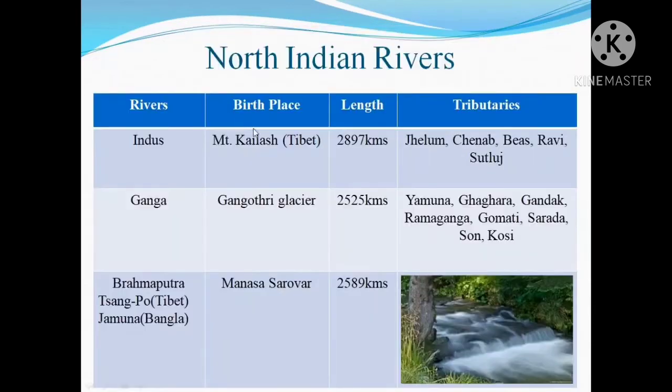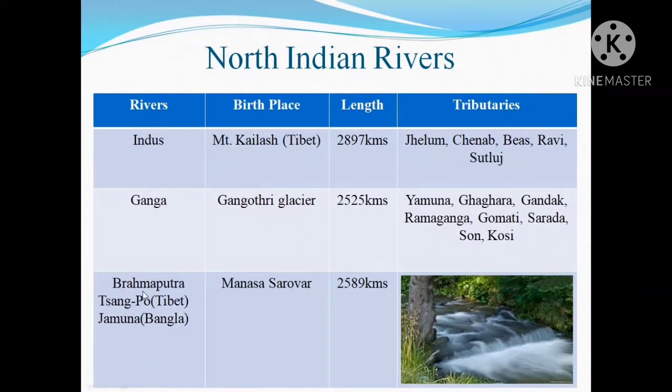And Ganga. River Ganga takes its birth in Gangotri Glacier. It is around 2,525 kilometers long. Its main tributaries: Yamuna, Gagra, Gandak, Ramganga, Gomati, Sharada, Son, Kosi. These are all the tributaries. Actually this river, after joining Brahmaputra, continues as Padma and finally flows into the Bay of Bengal. With the Brahmaputra, it is forming the world's biggest delta, the Ganga Brahmaputra delta.